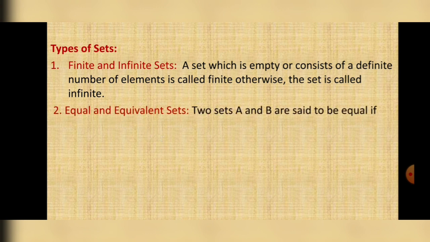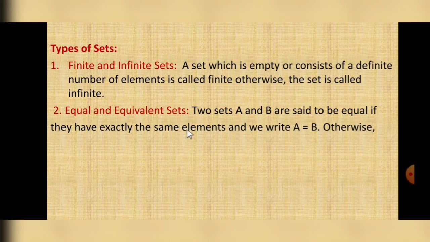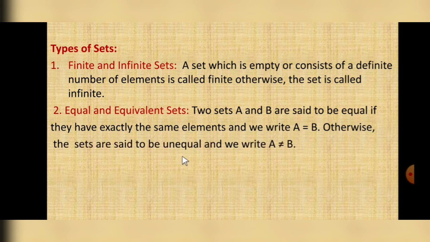Second one, equal and equivalent sets. So students, two sets A and B are said to be equal if they have exactly the same elements, and we write this as A equal to B. Otherwise, the sets are said to be unequal, and we write A is not equal to B. So if exactly the same elements are there, we call such sets equal sets.